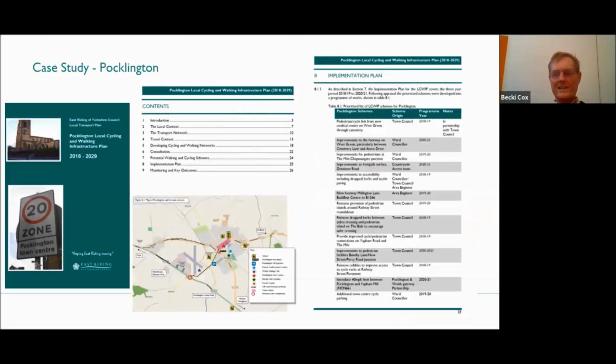Just to finish, this is a case study from Pocklington. They were one of the first to complete their walking and cycling infrastructure plan. And as you can see from the contents, that's fairly typical of the sort of contents that you would have in your completed LCWIP. Pocklington's obviously a small place, so it was a fairly simplistic process for them. There's a map of the area and a list of schemes and a programme. So that's really what the outputs start to look like. And that's me finished. So any further questions?